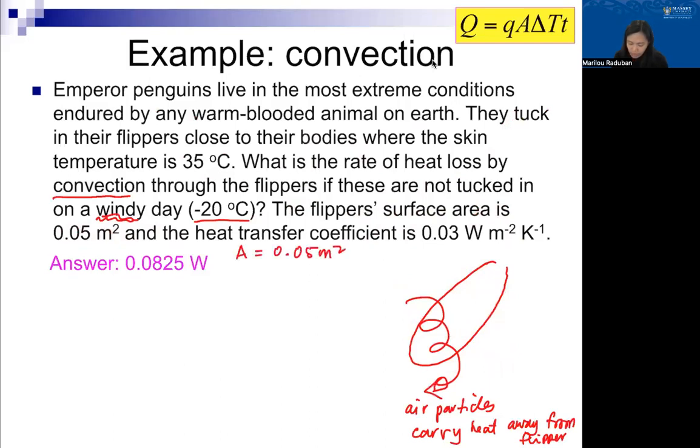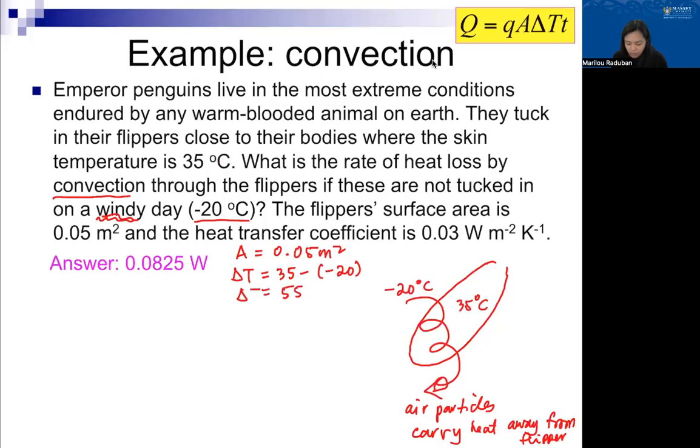0.05 meters squared. And the temperature is different between the flippers. So temperature is 35 degrees and minus 20 degrees. So we can get the temperature difference. So you have 35 degrees Celsius for the flippers and negative 20 degrees Celsius for the air particles in the wind. So you get the difference in temperature as the hot minus the cold temperature. So make sure you include the negative sign.